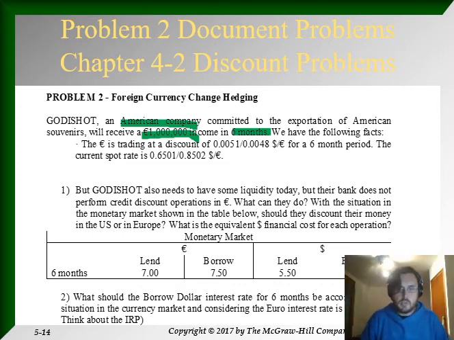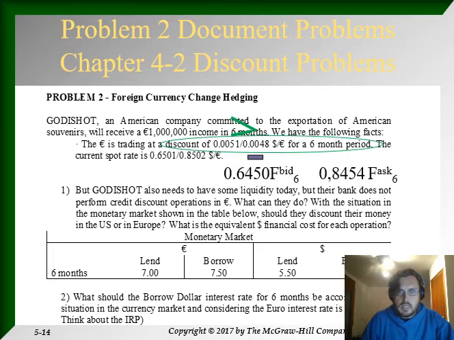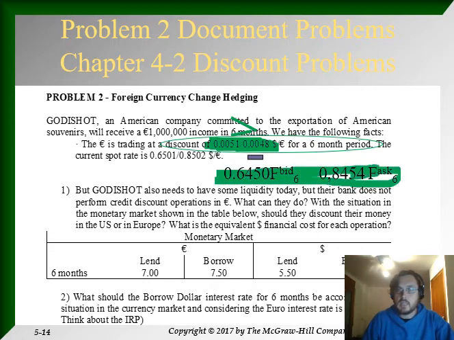Let's go back to the problem. The first thing that we need to know, let's clean this up, is what do we do with this? Remember, once again, the bid discount is bigger than the ask discount, so we need to subtract the discount from the spot, and then we will get these exchange rates. Okay, so let's do the problem.